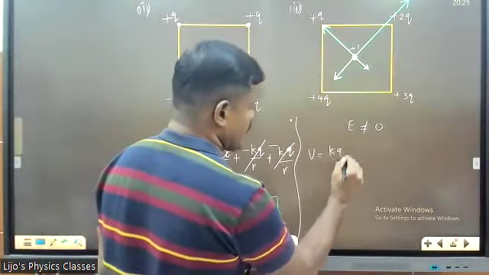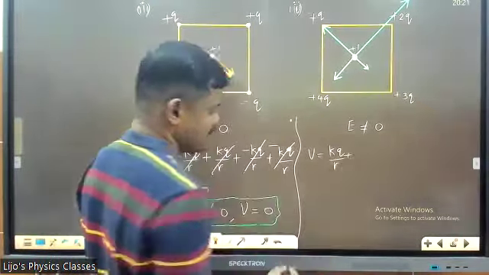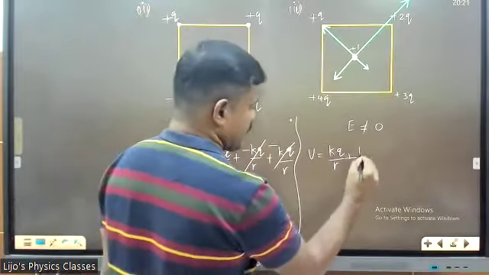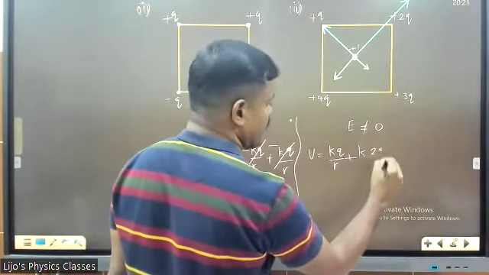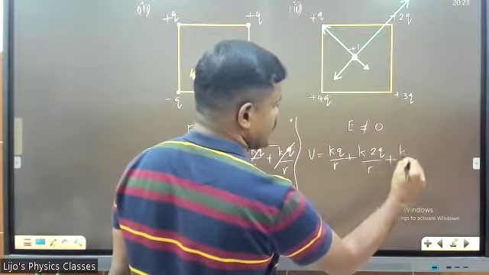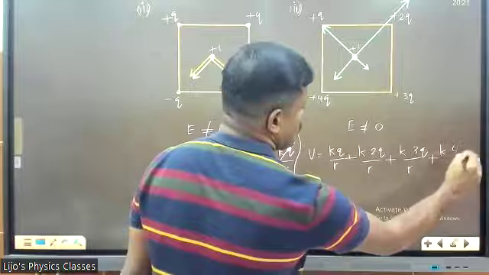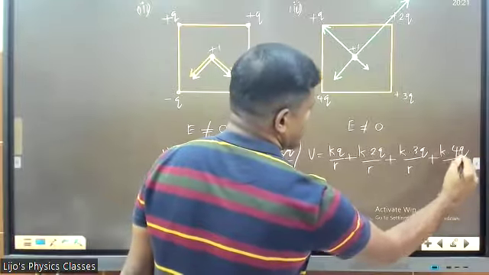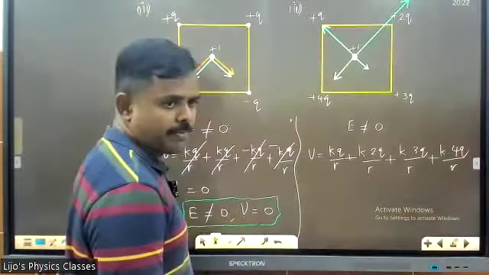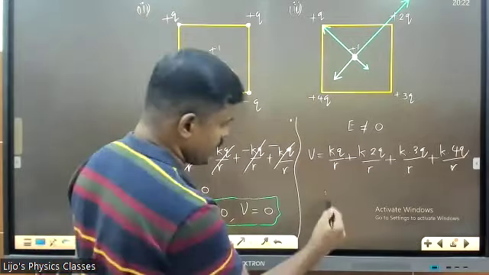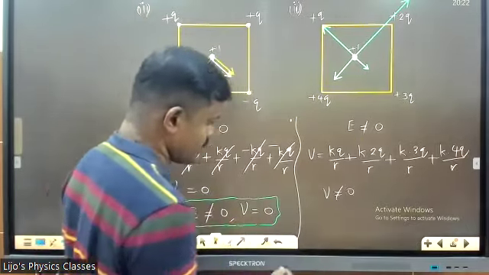Potential: first one, kq by r, plus second one, k into 2q by r, plus third one, k into 3q by r, plus k into 4q by r. Will they have a chance of cancelling out? No, all are positive, right? All are positive means V is not equal to 0.